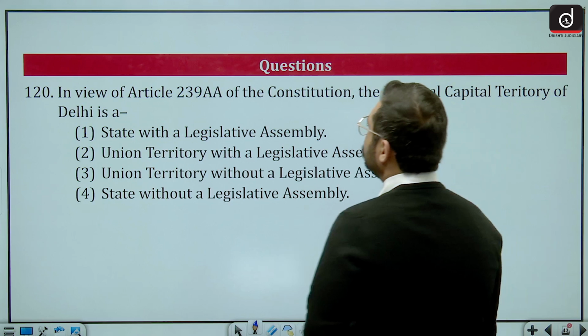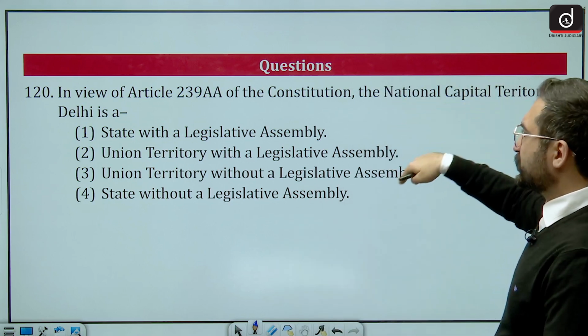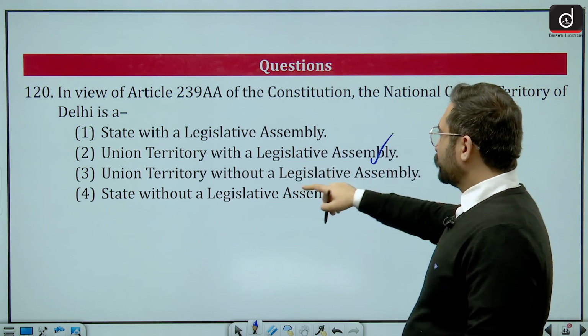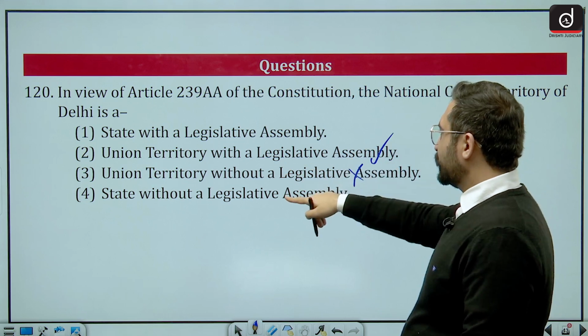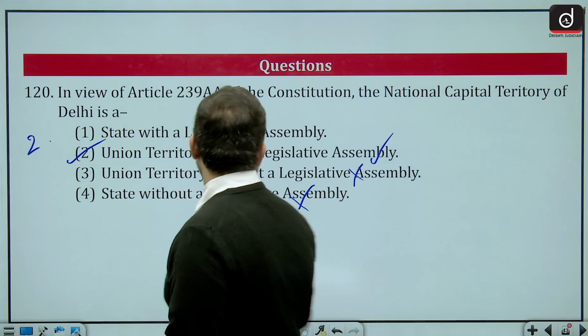In view of Article 239AA, तो दिल्ली का है, of the Constitution, the city of Delhi is a state with the legislative assembly. State नहीं है. UT with the legislative assembly, yes. UT without, no. हमारे legislative assembly है. State without, no. State तो है ही नहीं. UT. It's a UT with the legislative assembly.